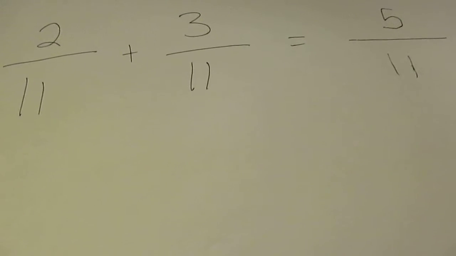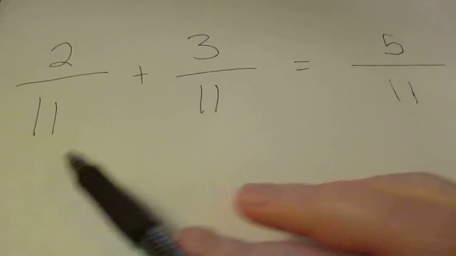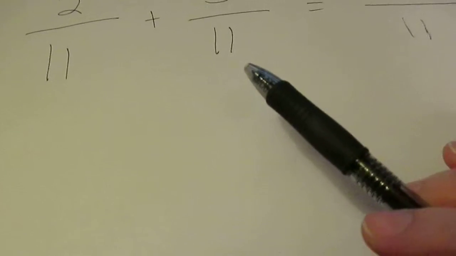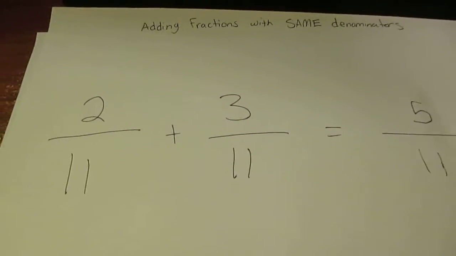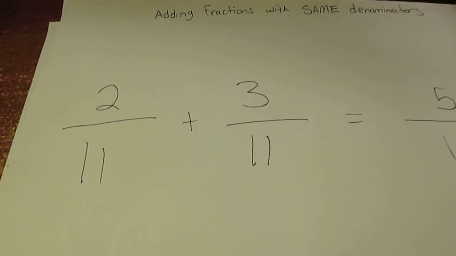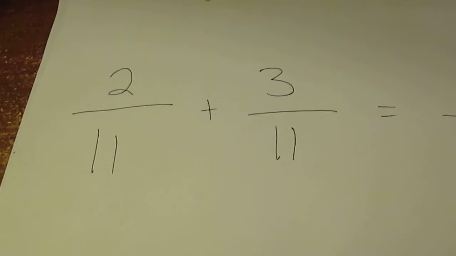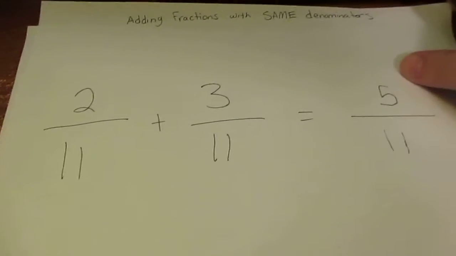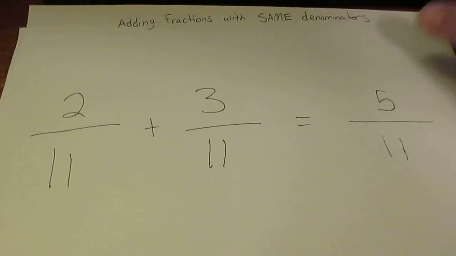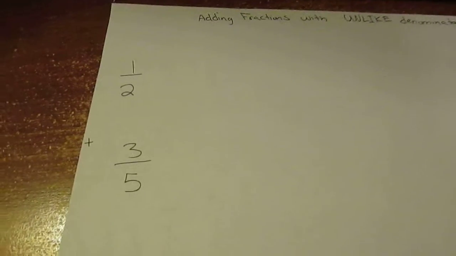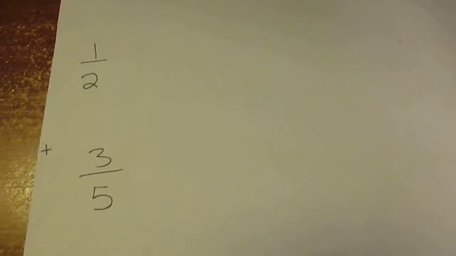First, I'd like to note that when we add fractions with same denominators, I find it easy when we add them horizontally. However, for adding fractions with different or unlike denominators, I find adding them together easiest when we do it vertically, like this. So here we have two fractions that we want to add together.